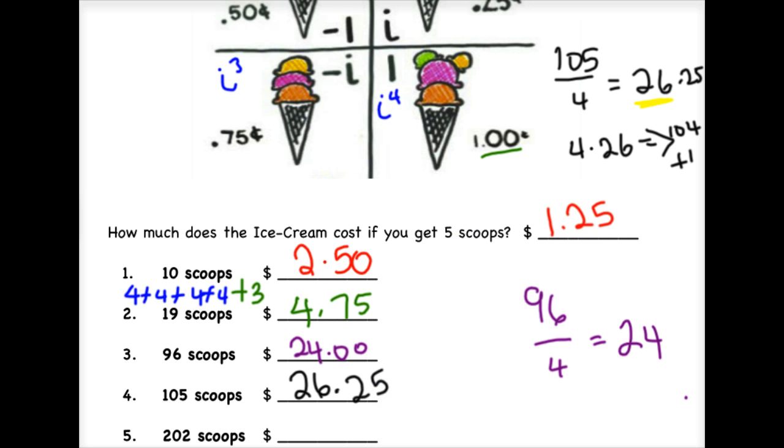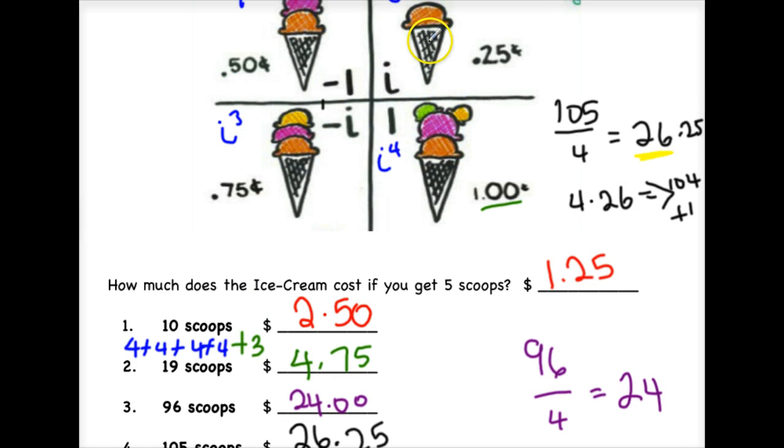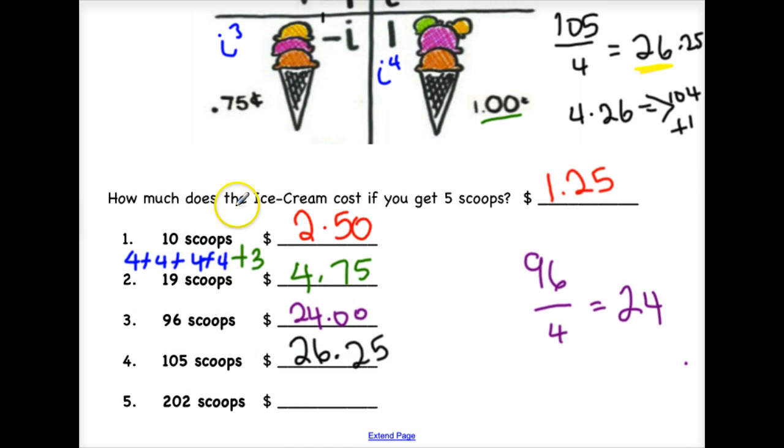Instead, I can count this all the way 1, 2, 3, 4, 5, 6, 7, 8, all the way until I stop at 105. And it just makes it so much more difficult. So what you want to remember is that every 4 represents something.